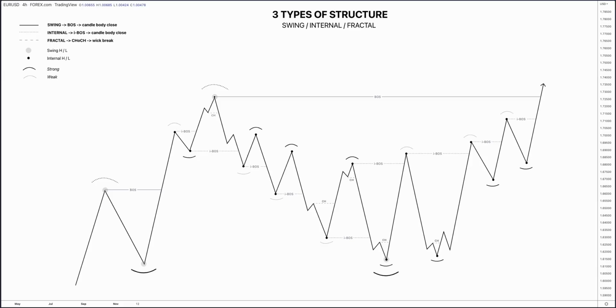So before we jump on the charts and actually look at applying the frameworks that we've been learning so far to real price action examples, we just need to go over a little bit more theory first. In the previous lesson, we were pretty much just thinking in terms of what we call swing structure, looking at those big, obvious swings in the market.